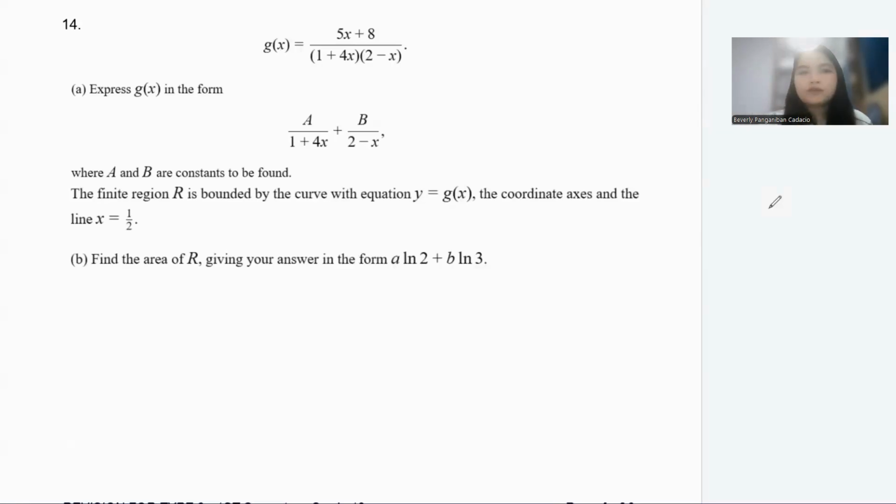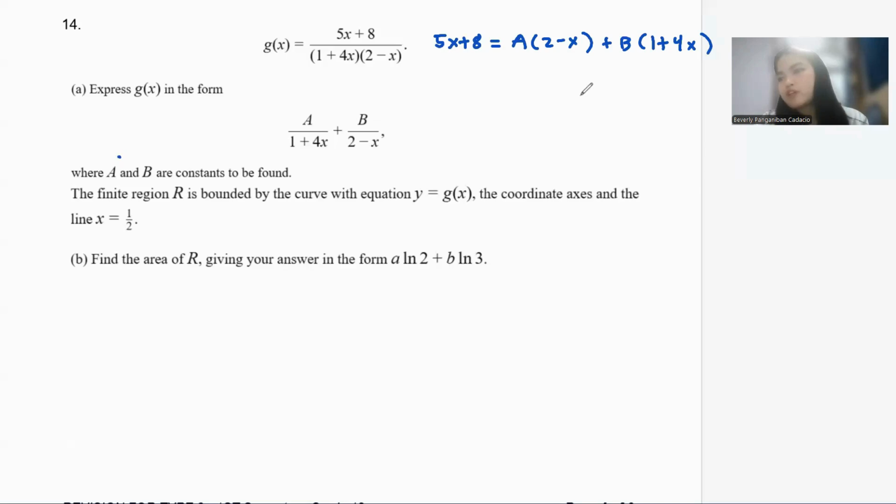Okay, now let's go with number 14. So basically the same thing, the format is given there. So you can do expansion and then equating coefficients there. Okay, you can do that. So basically I will have 5x plus 8. Let me just copy here. So 5x plus 8 will be equivalent to a multiplied by your 2 minus x, and your b will be multiplied by 1 plus 4x.